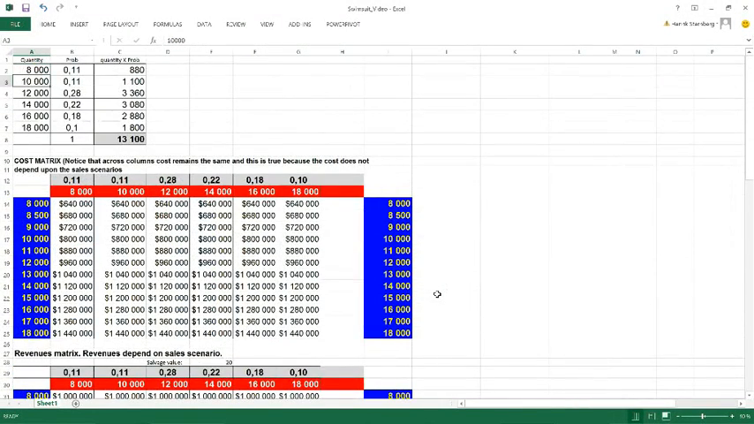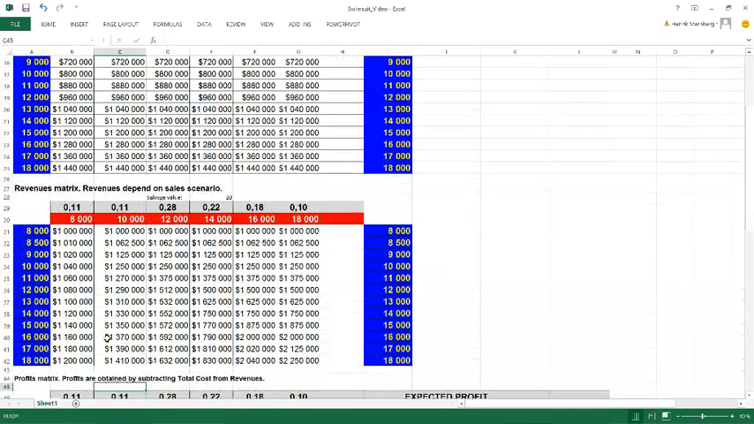So what we have here is the same sample as we did in chapter 2, but we have made some small changes. The fixed cost is no longer with the retailer, so the retailer's cost is going to be the production quantity times 80. So what the retailer buys from the manufacturer times 80. That means that regardless of how much we're selling, the cost remains the same across columns because the cost for the retailer only depends on how much they're ordering. The revenue depends on the sales scenario.